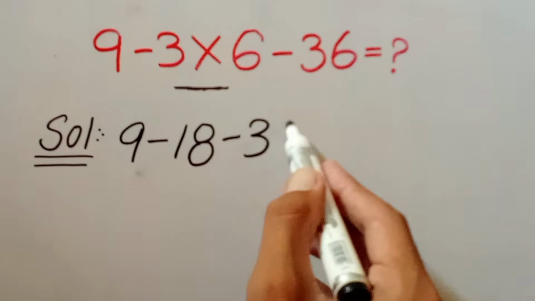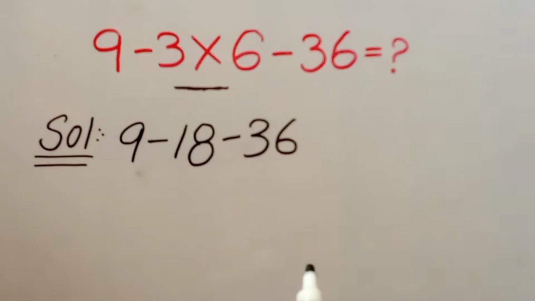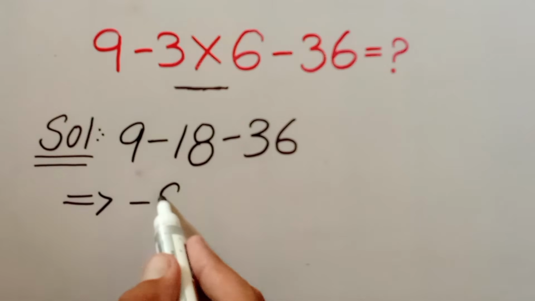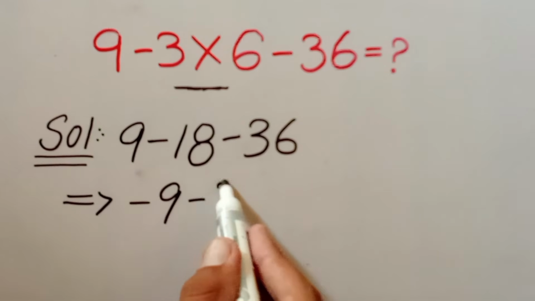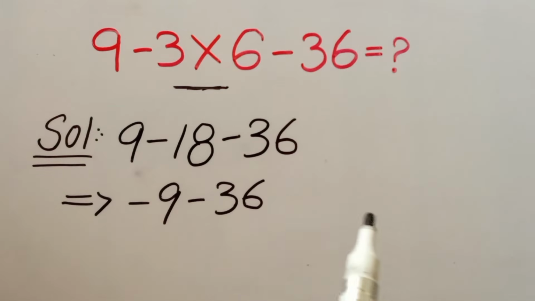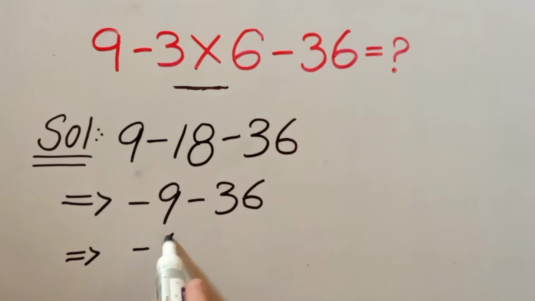minus 36. Now guys, here 9 minus 18 equals minus 9, and minus 36 I can write as it is. Now here minus 36 and minus 9 equals minus 45. Guys, this is the final answer of this expression.